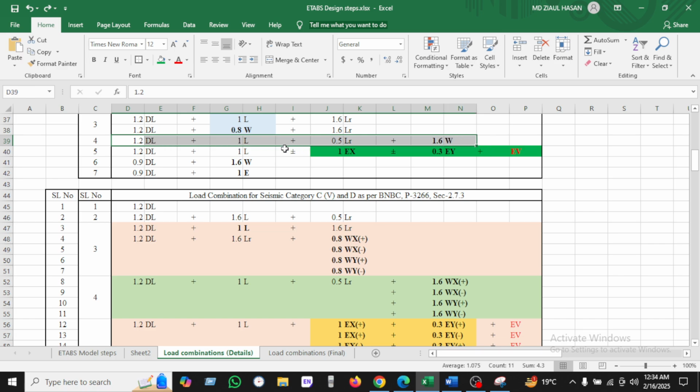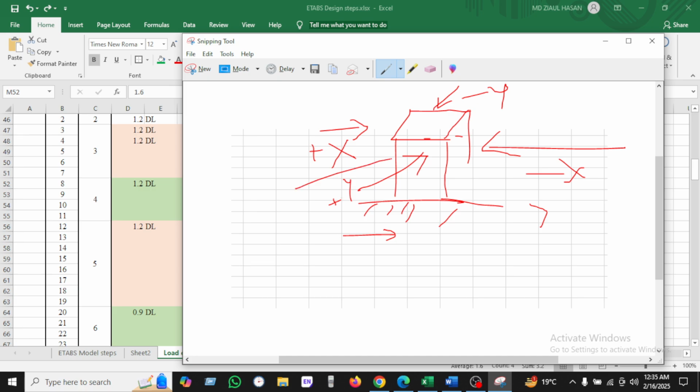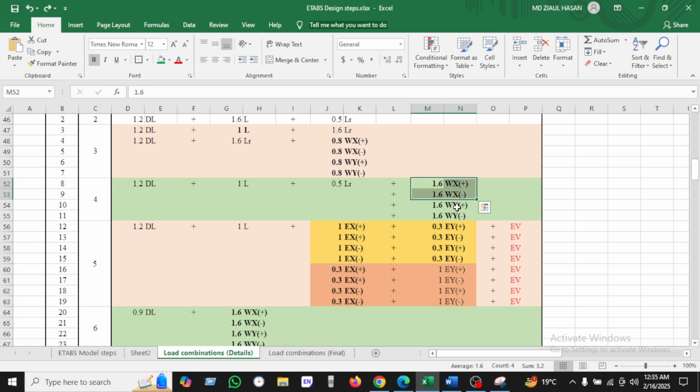We've been seeing 1.2 dead load, 1 live load, 0.5 roof load, and 1.6 wind load. So the wind load will be divided as it is. We've been seeing 1.2 dead load, live load, and 0.5 roof load, and wind load is also divided as per the directions we've been seeing here: positive x, negative x, positive y, and negative y. Okay.